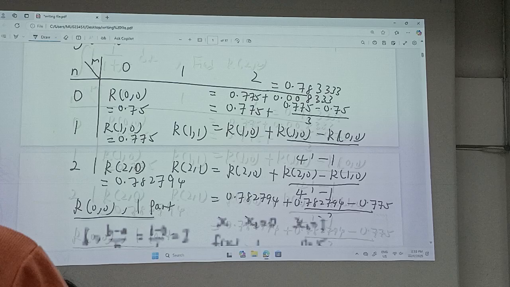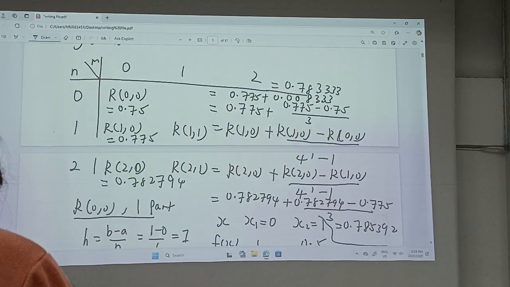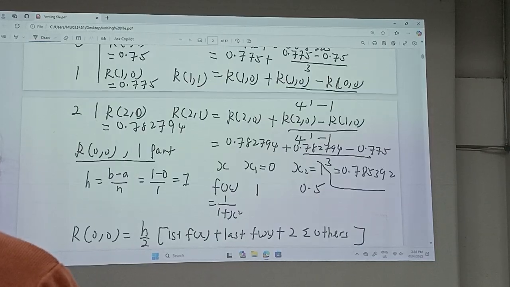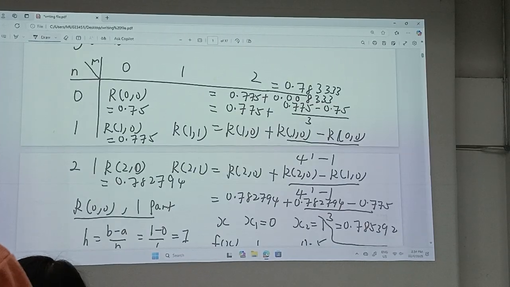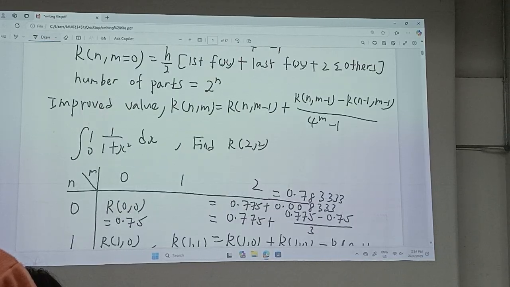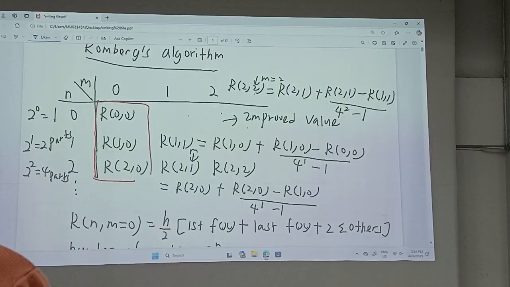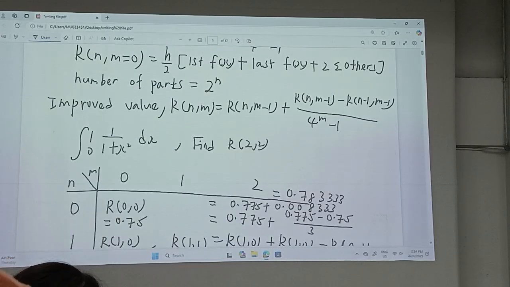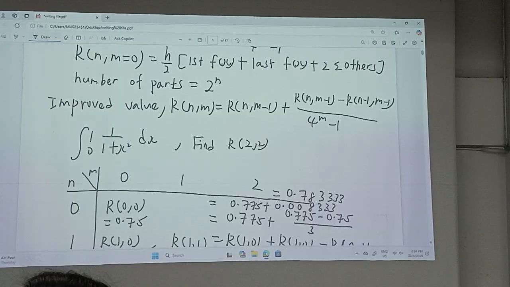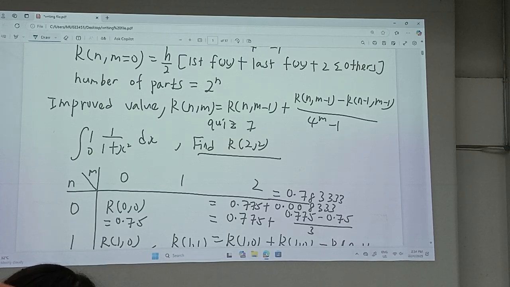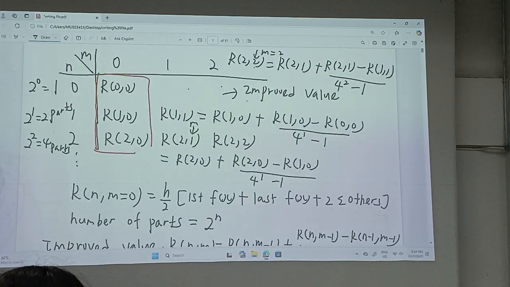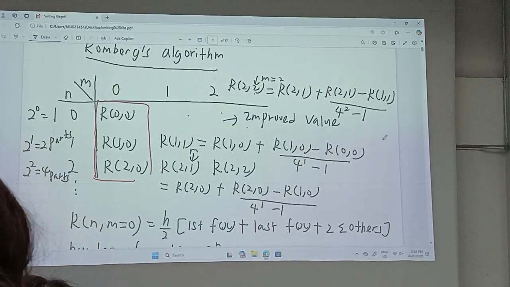Okay, last one. R22. R22 is over here. R22 we are doing as a quiz. Find R22 as a quiz. Okay. Quiz number one. Find R22. Okay, the formula is over here.